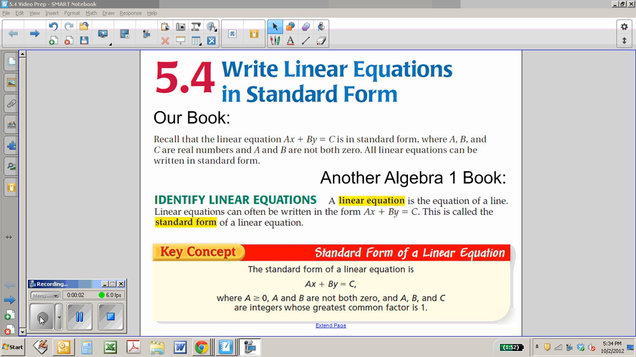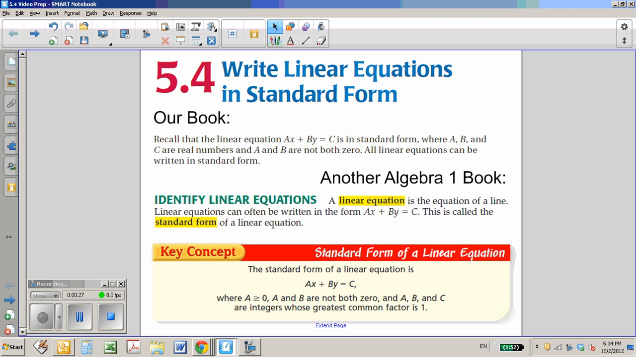Okay, so in this video we're going to discuss standard form, and it is the form that you can use to write a linear equation. So far we discussed slope-intercept form, point-slope form, and this is the third form. According to our textbook, the definition is that it's a form that looks like ax plus by equals c, and a, b, and c just have to be real numbers.